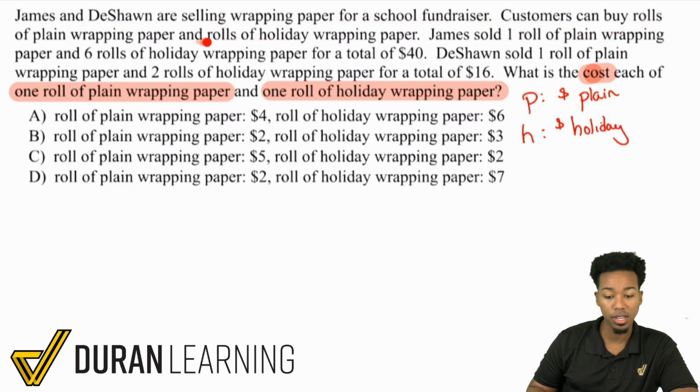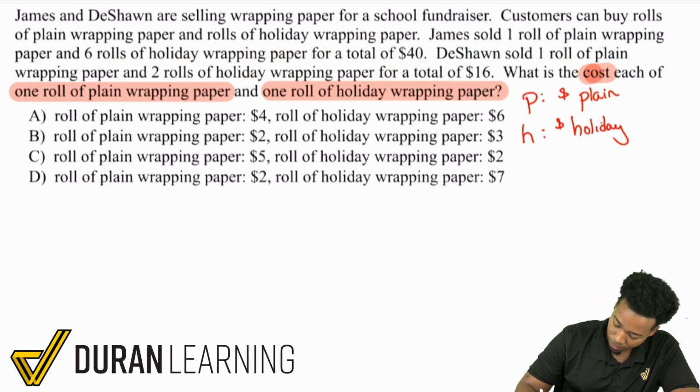Customers can buy rolls of plain wrapping paper or holiday wrapping paper. We have that written down. James sold 1 roll of plain paper and 6 rolls of holiday paper for a total of $40. Let's go ahead and highlight that. James: 1 roll of plain, 6 rolls of holiday, total of 40.